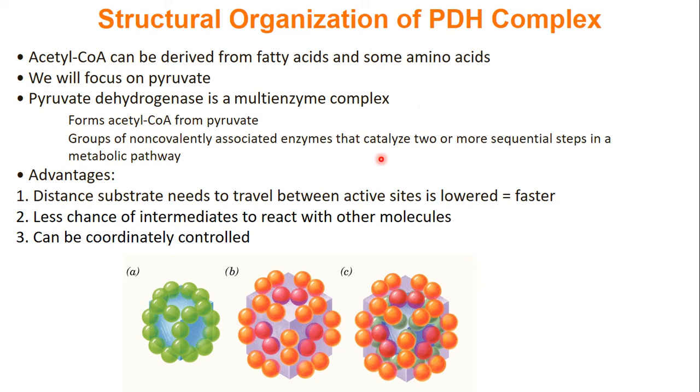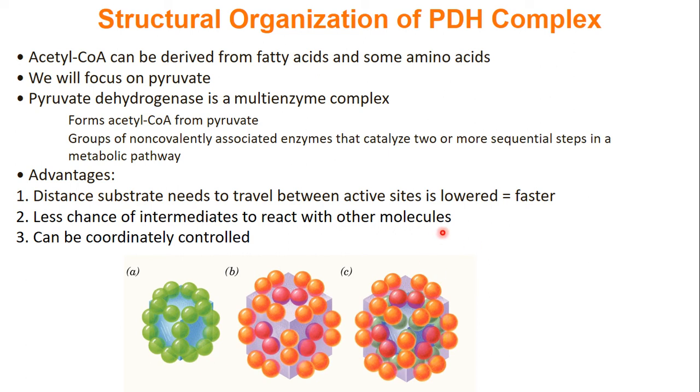What that means is that you have a bunch of enzymes that are non-covalently associated, so no covalent bonds: hydrogen bonds, hydrophobic interactions, ionic bonds, all that stuff. And they catalyze two or more sequential steps in a metabolic pathway. This has some distinct advantages. Because all your enzymes are close together, the substrates don't really need to travel far until their next reaction happens. This means your whole pathway will go faster because you're not losing time in traveling.